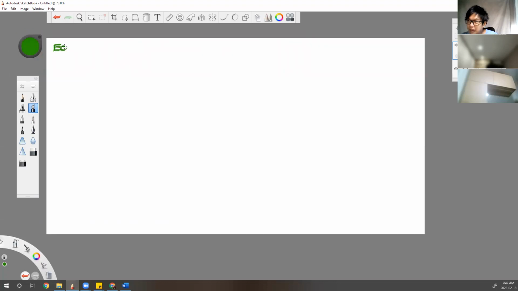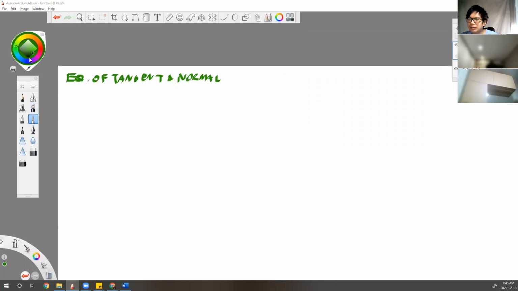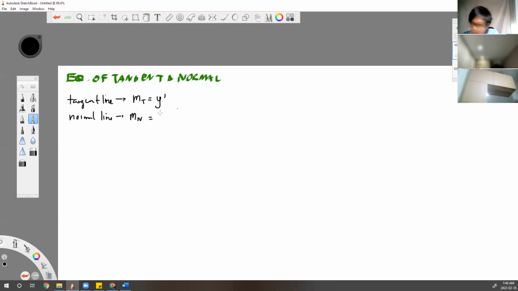Equation of tangent and normal. If you want to know what is the tangent, what is the normal: tangent is always the first derivative. So the tangent line m_t is done with dy/dx, the first derivative. And the normal line can be written as m_n, that has to be negative 1 over m_t, because this is the negative reciprocal and it has to be 90 degrees, or perpendicular. Negative reciprocal. Okay, that's the first use, the equation of the normal.